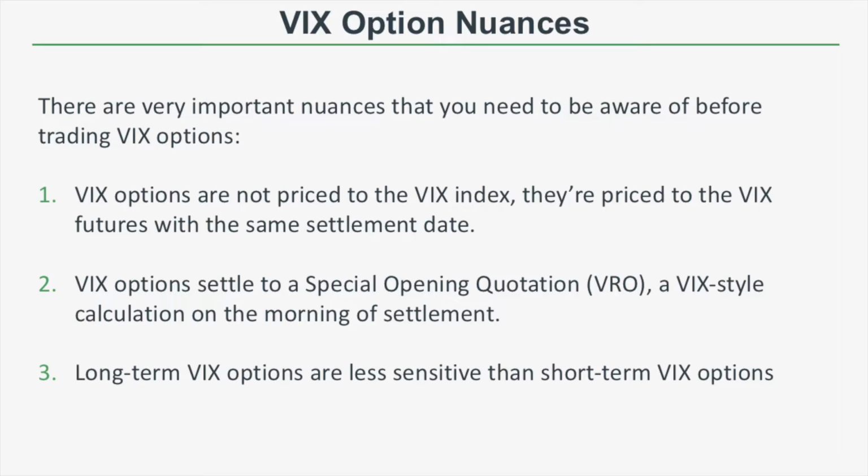So the first nuance that you need to be aware of is that VIX options are not priced to the VIX index. They're priced to the VIX futures with the same settlement date. Number two is that VIX options settle to a special opening quotation, which is the ticker symbol VRO. And VRO is a VIX style calculation that is calculated on the morning of VIX option settlement. And lastly, long-term VIX options are less sensitive to changes in the VIX index than short-term VIX options.